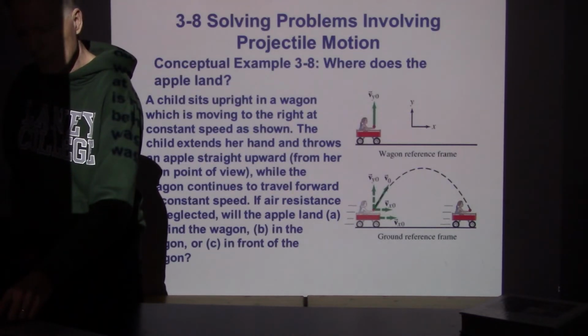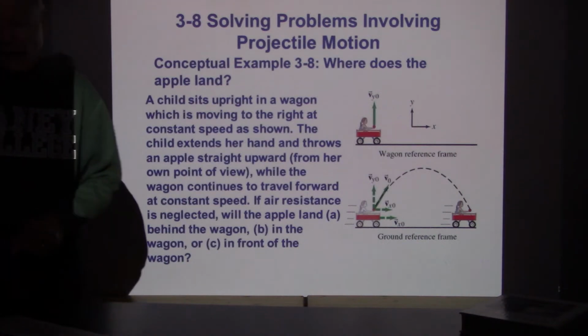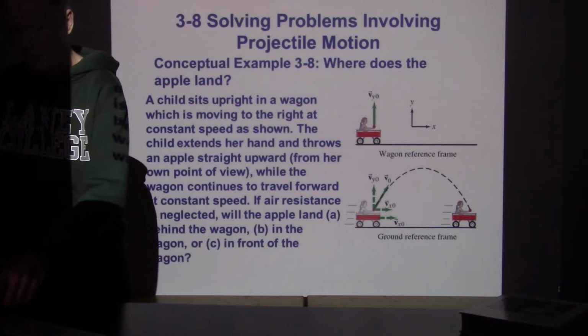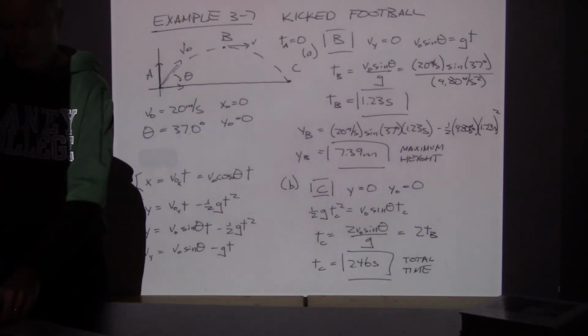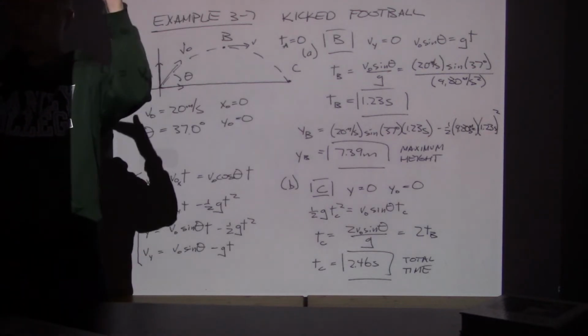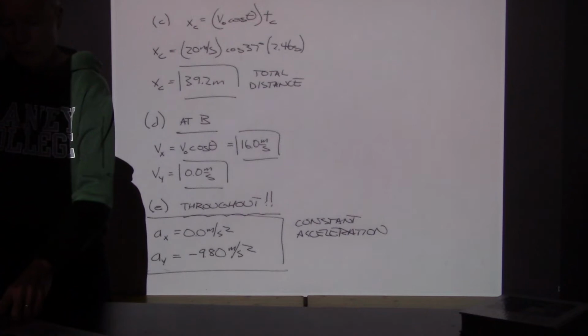All right, here's a conceptual problem. A child is sitting upright in a wagon. Did I mention this is a really good problem to look at? So make sure you're good on these projectile motion problems. This is a good one because you've got motion that goes up, comes back down. We can see how far it goes downrange. A lot of good stuff going on there.